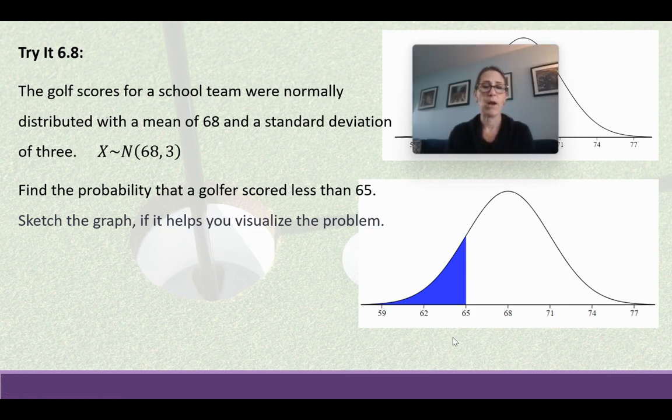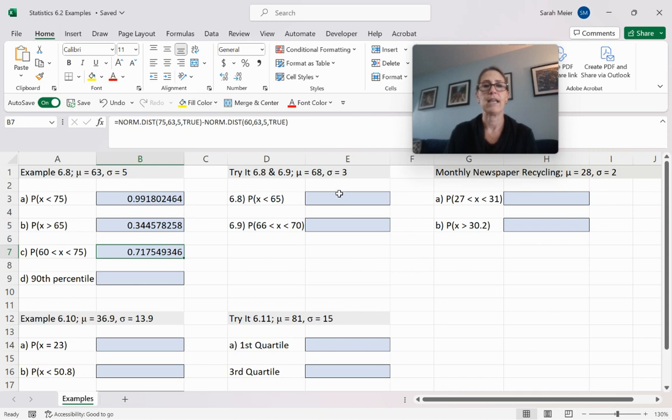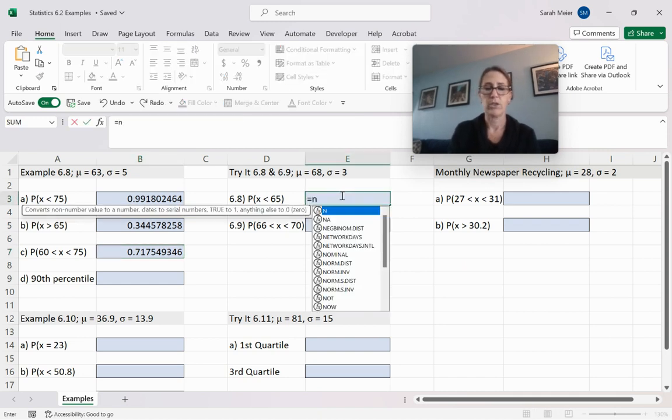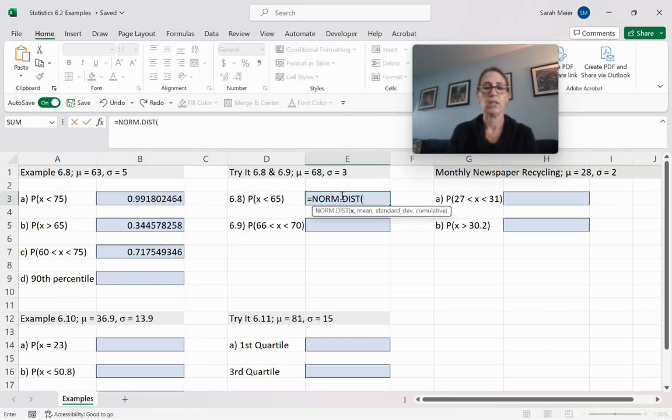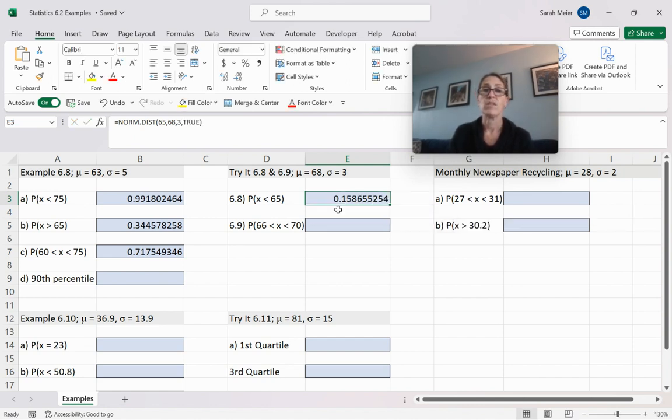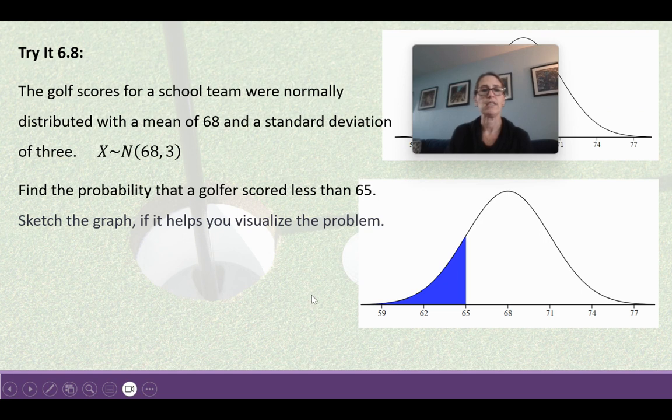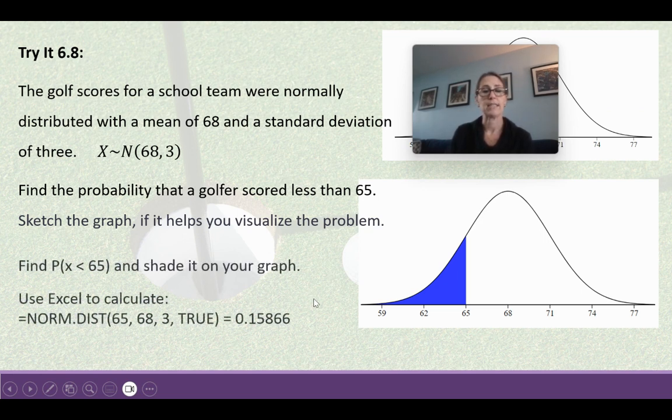It's a less than problem, so going back to Excel, we're going to do our normal distribution. 65, and 68 is our mean for this distribution. Our standard deviation is 3 and our word true. So there's about 0.159 probability, or about a 16% chance that the golfer scored less than 65.